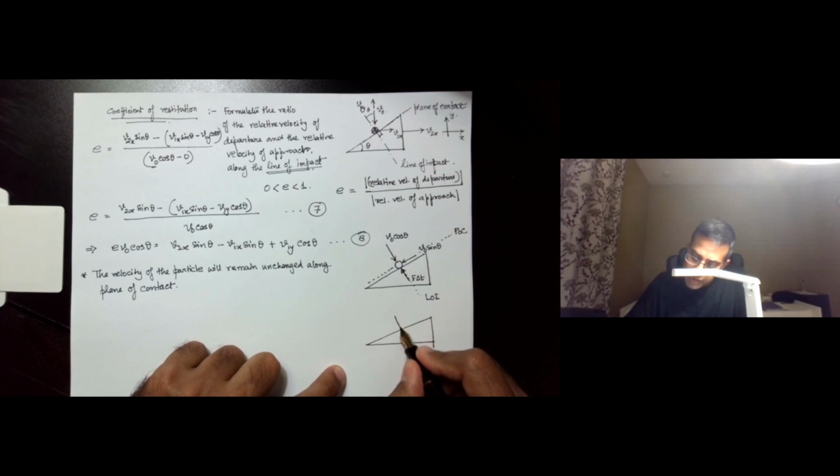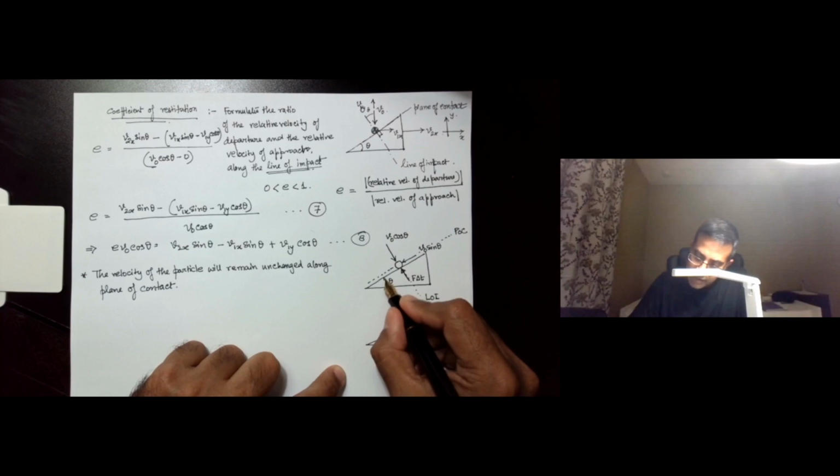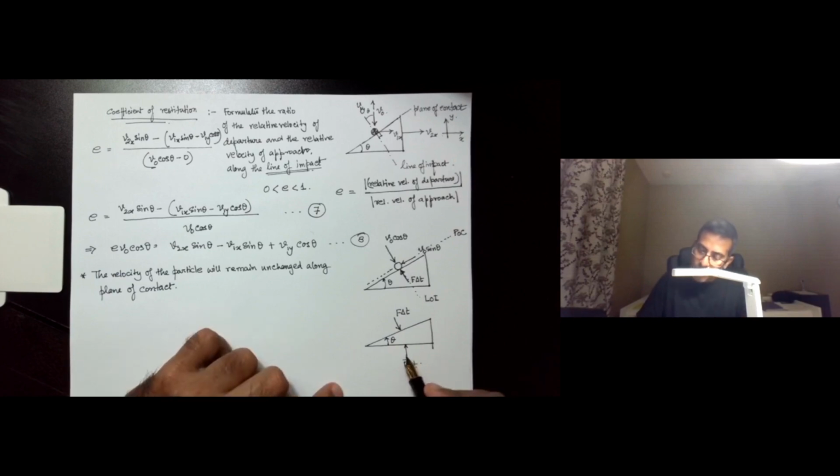there is not only this f delta t, this is by the way angle theta, but there is also a f bar delta t coming from the ground. And so because there is a f bar delta t coming from the ground, there is a component of this f bar delta t along the plane of contact, and so the velocity of the incline along the plane of contact will not remain conserved.